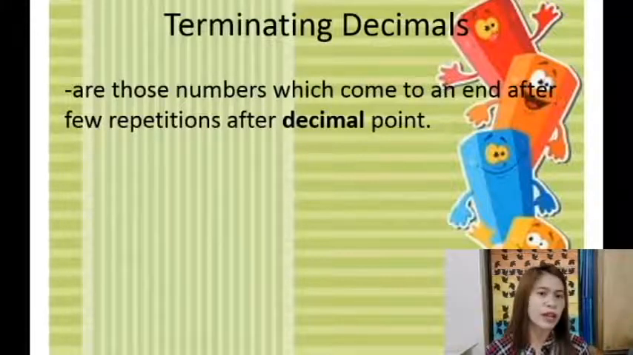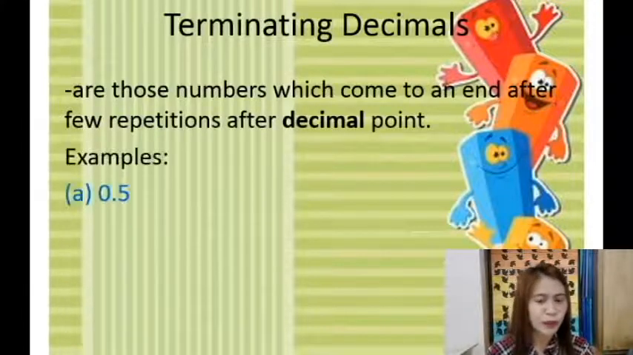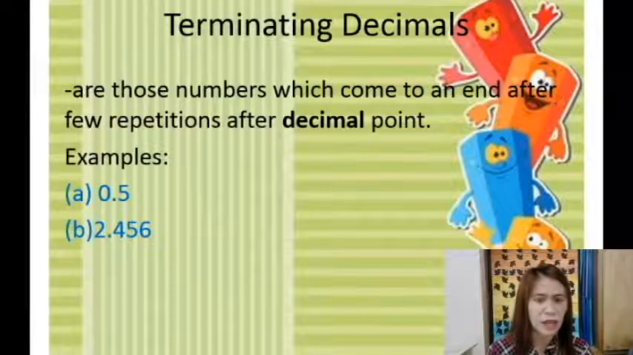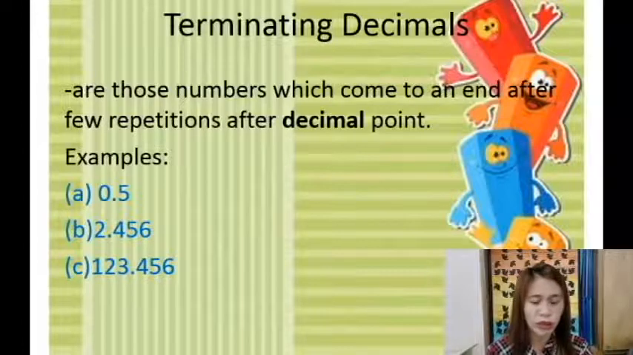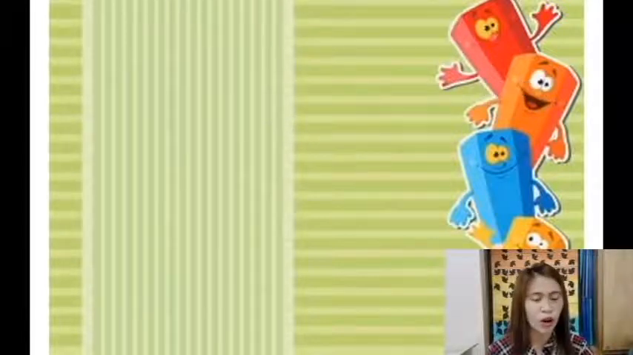Another example, 0.75. Okay, 0.75 is also a terminating decimal. The 0.5, the 2.456, the 123 and 456 thousandths. Okay, so those are terminating decimals.